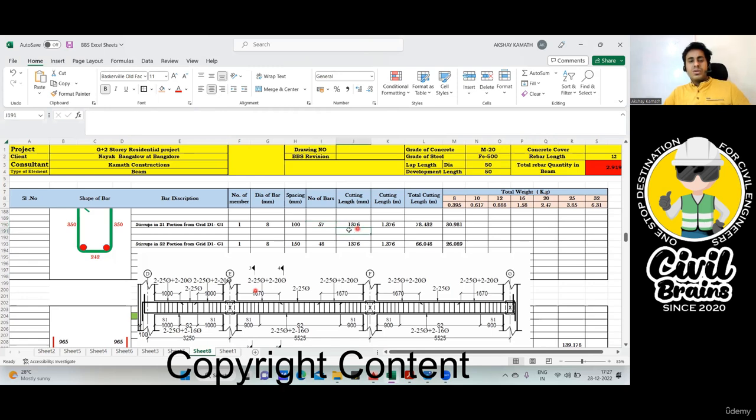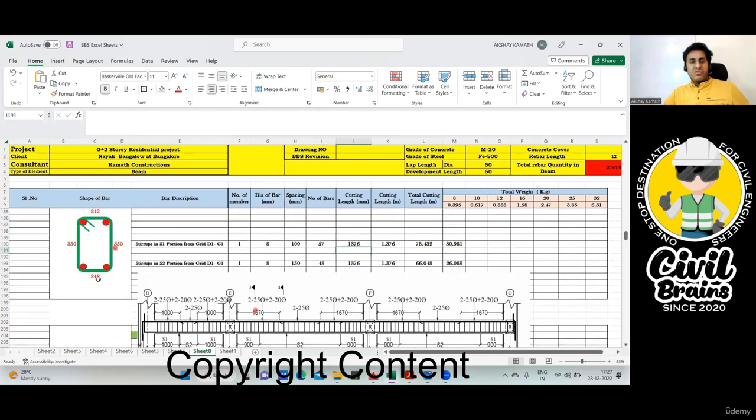And once you get that, total cutting length remains the same. 242, 350, 242, 350 plus 24 into D, 1376, 1.376. Total cutting length will be 1.376 into 57 into 1. And then under the 8 mm steel, 78 point this multiplied by 0.395.